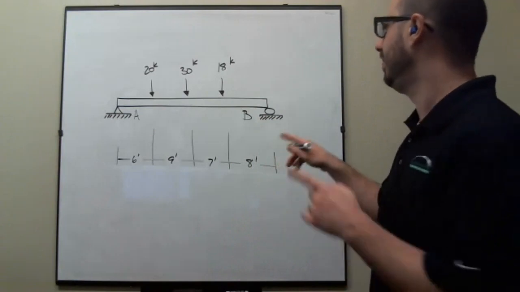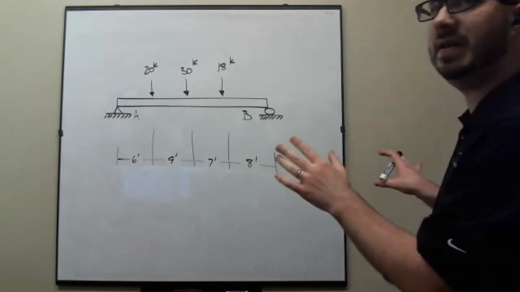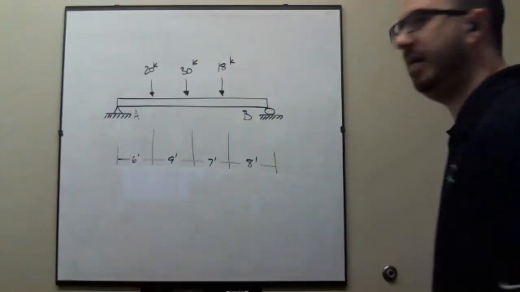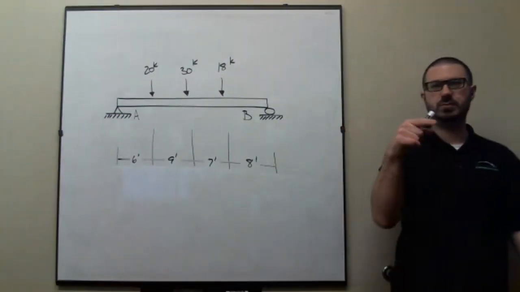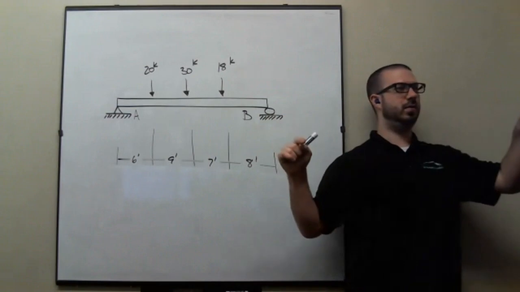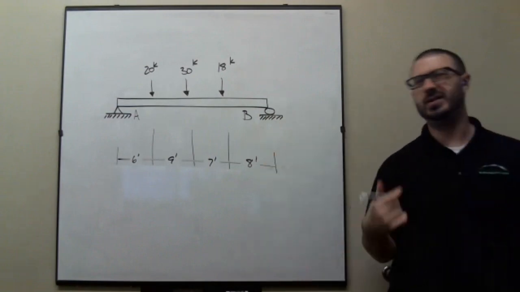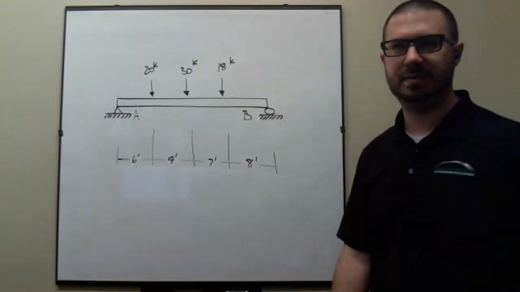Because think about it like this. If I'm standing on this side of the beam, I see the pin on the left and the roller on the right. If I could just look at it this way, I would see the roller on the left and the pin on the right. But it's still the same beam. So it really doesn't matter what side those are on.